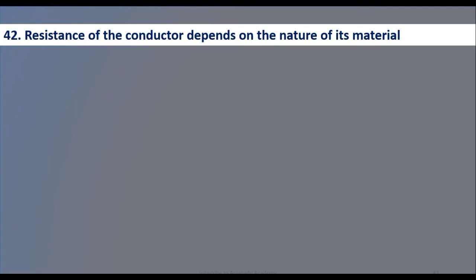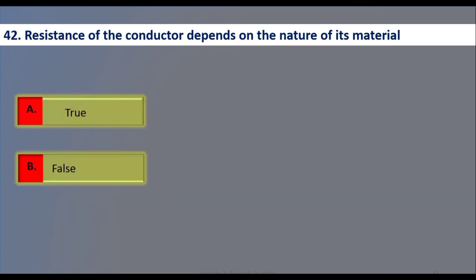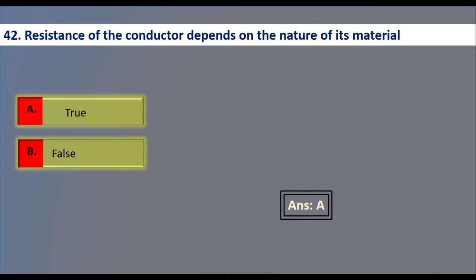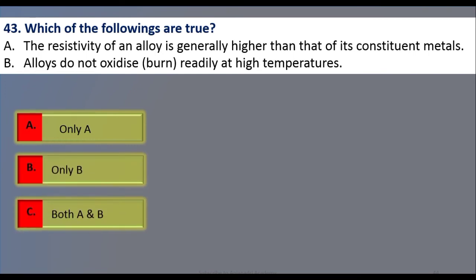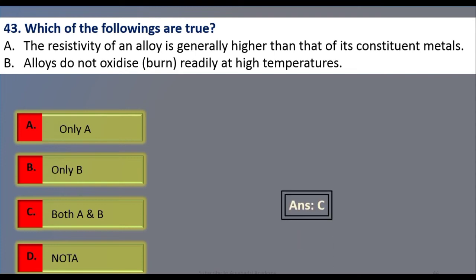Resistance of the conductor depends on the nature of its material. Yes, it is a true statement. Which of the following are true? A: the resistivity of an alloy is generally higher than that of its constituent metals. B: alloys do not oxidize readily at high temperature. Only A, only B, both A and B, none of the above. Yes, both statements are correct for this question.